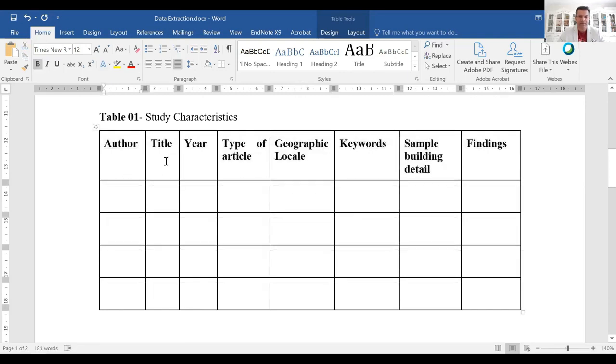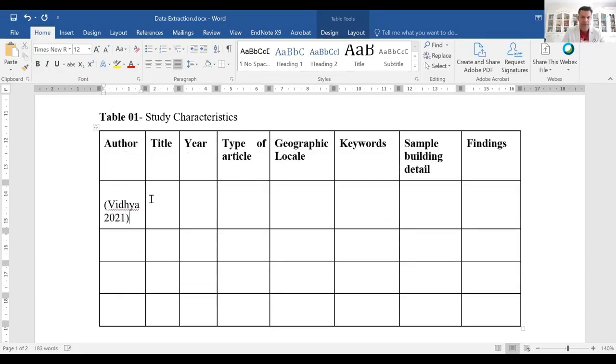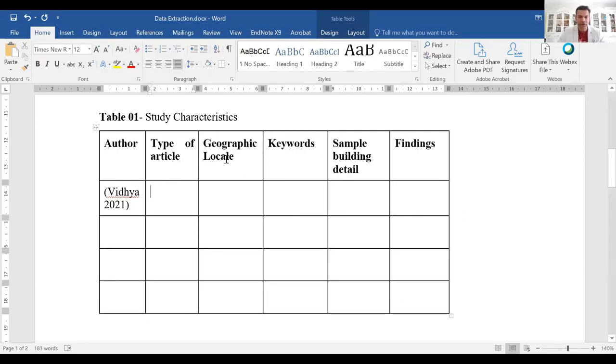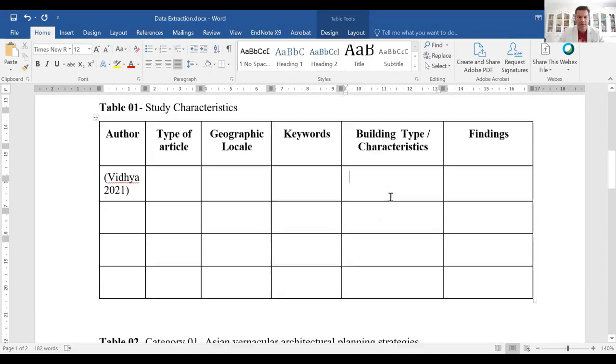Okay, so based upon that, Vidya has come up with this study characteristics table, which has author, title, year. In fact, all these three things can be a citation here, Vidya 2021. So all these three things can go in that one. Type of article, geographical location, keywords, sample, building detail. So this one was study characteristics.